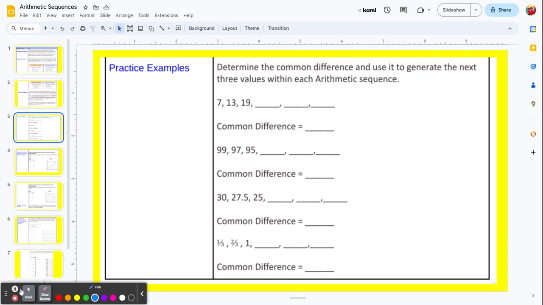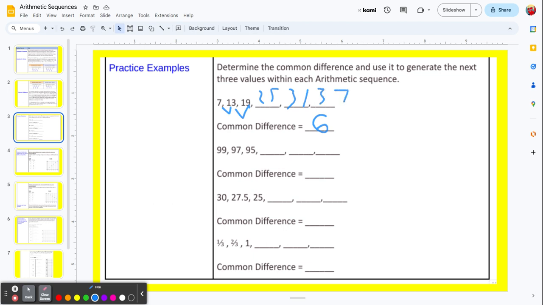All right, this first one, we're going to go 19 minus 13 is 6. 13 minus 7 is 6, so our common difference is 6. Let's generate the next three values, next three terms and their values. So 7 plus 6 is 13, 13 plus 6 is 19, 19 plus 6 is 25, 25 plus 6 is 31, 31 plus 6 is 37.